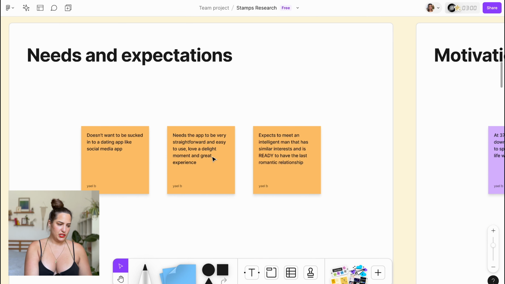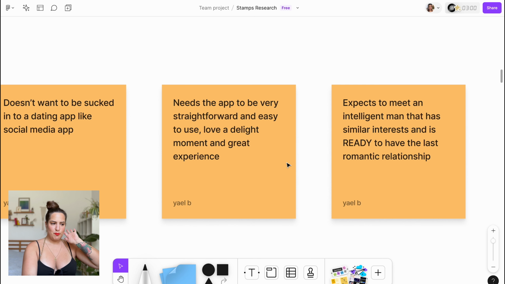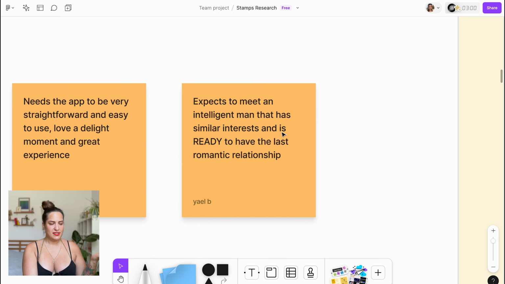Needs and expectations. It's important to say that when you fill it out, talk about things that are relevant to your app. I don't want to be sucked into a dating app like a social media app. I don't want to just forever scroll and waste all my time. Needs the app to be very straightforward and easy to use. Loves a delight moment and great experience. Obviously, I love beautiful apps.